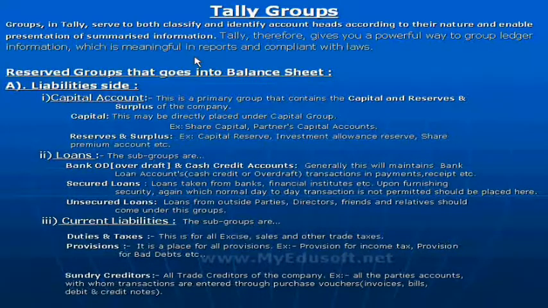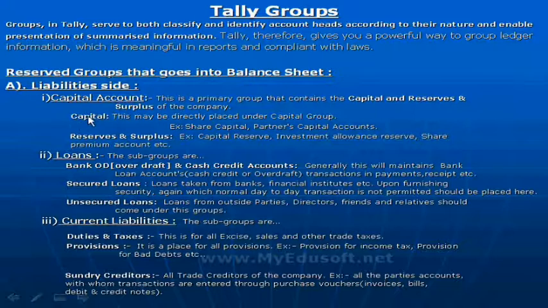Here we can see reserve groups that go into the balance sheet. On the liability side, first we have capital account. Under this group we have capital and reserves and surplus. Capital is the initial amount of a company and it shows under capital account. Next one is reserves and surplus. Capital reserve, investment allowance reserve, share premium account, etc. will be shown under this group.